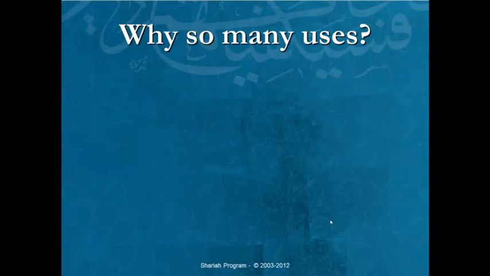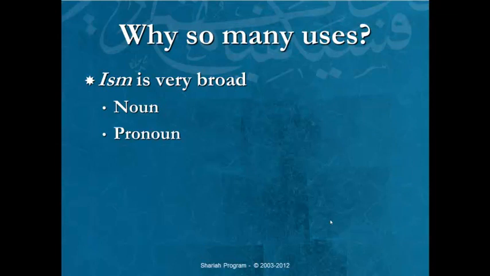So first of all, why is that number so large? Why 22? Let's give you some idea of why it's so large. Because the ism is very broad. Not only does it include nouns and pronouns, but it also includes adjectives and adverbs. And the way an adverb occurs within a sentence is radically different than how a noun occurs.